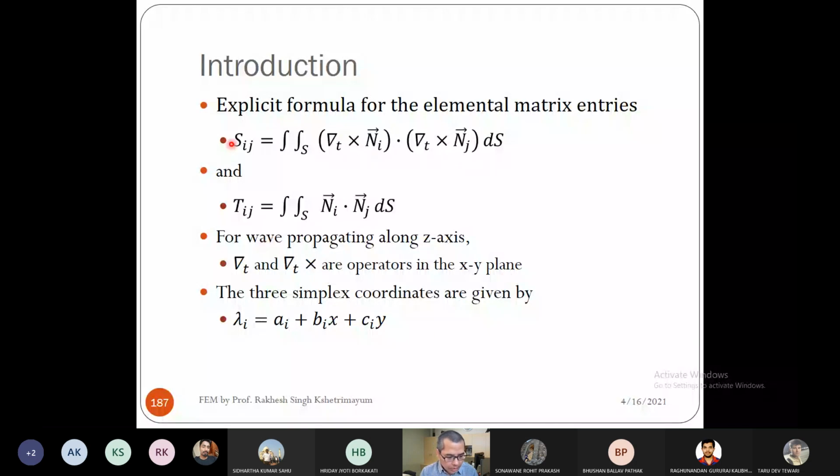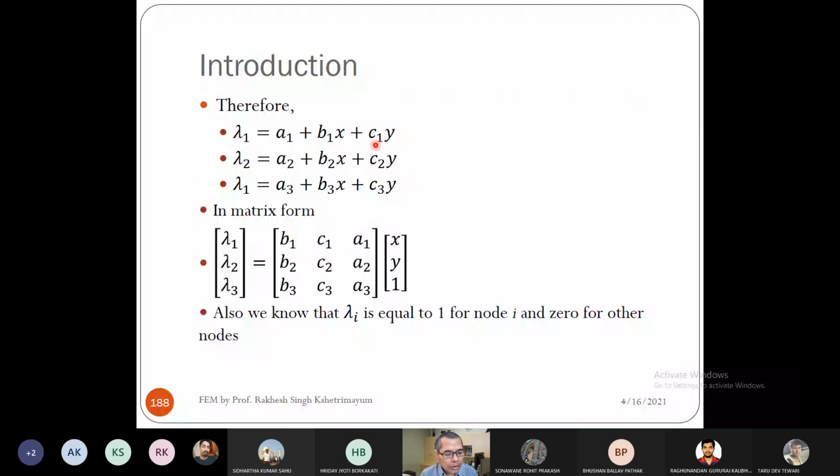In order to find Sij and Tij, let us come back to the simplex coordinates. We have defined lambda 1, lambda 2, and lambda 3. Lambda i is ai plus bi x plus ci y. So lambda 1 is a1 plus b1 x plus c1 y, lambda 2 is a2 plus b2 x plus c2 y, and lambda 3 is a3 plus b3 x plus c3 y. If I express this in matrix form, lambda 1, lambda 2, lambda 3 would equal the matrix with rows b1 c1 a1, b2 c2 a2, b3 c3 a3, multiplied by x, y, 1. I can write it in a very compact form.